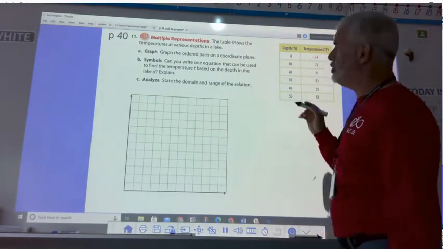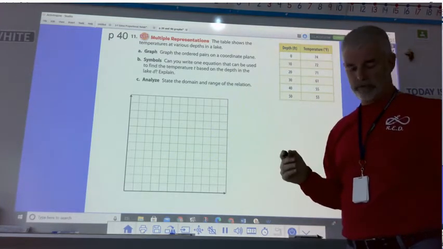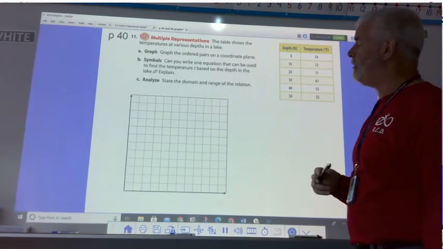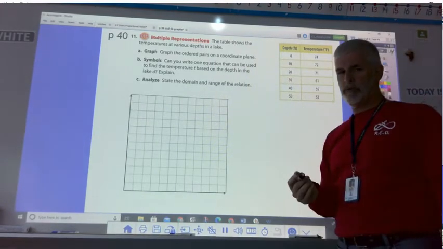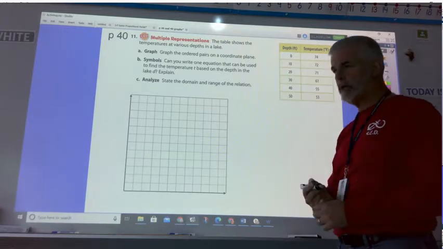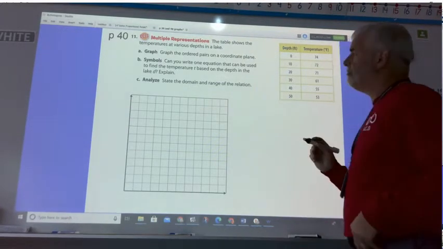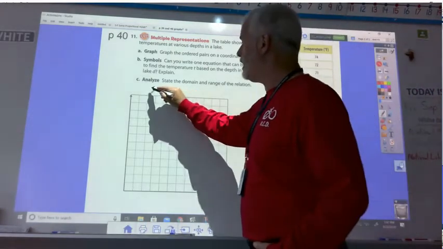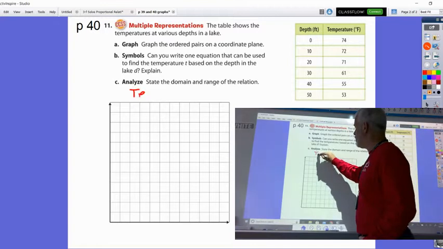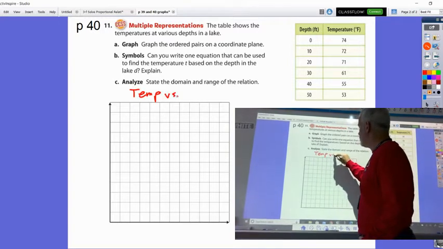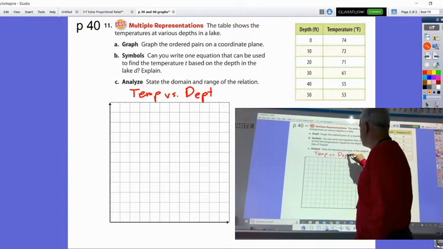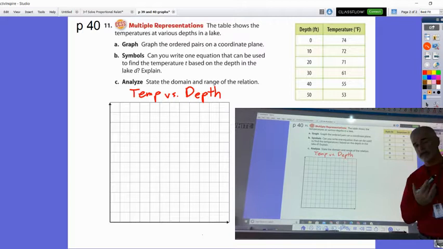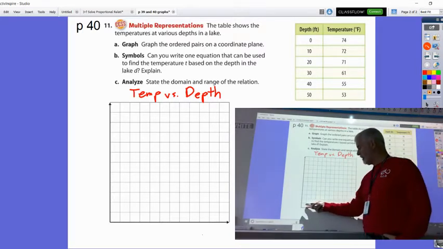So the table here shows you temperatures at various depths in a lake, okay? And it asks you to graph the ordered pairs on a coordinate plane, and then some other questions. All right, but we're really most importantly looking at the graph here, and setting up the graph. So the first thing we need to do to set up the graph is give it a title. So temperature versus depth, we'll call it. That's some lake, okay?